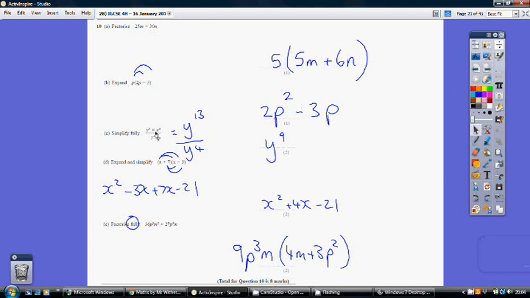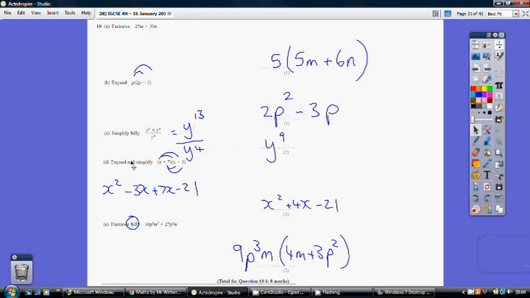Now for part C, let's look at the numerator. When we multiply, we add the powers. 5 add 8 is 13. So we get y to the power of 13 divided by y to the 4. And when we're dividing, we take away the powers. So 13 take away 4 is 9. So y to the power of 9. Now for part D, it's two sets of claws. So it's x times x, which is x squared, x times minus 3, which is minus 3x, 7 times x, which is plus 7x, 7 times minus 3, which is minus 21.